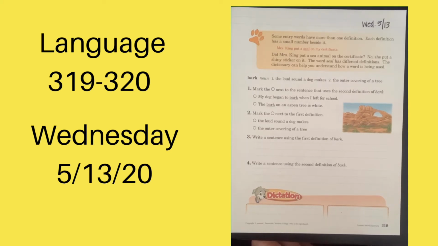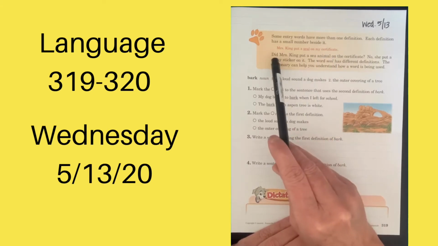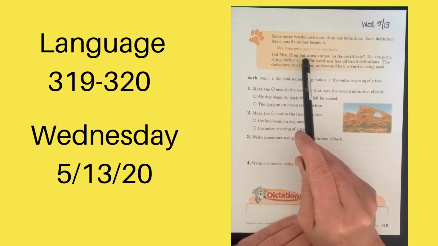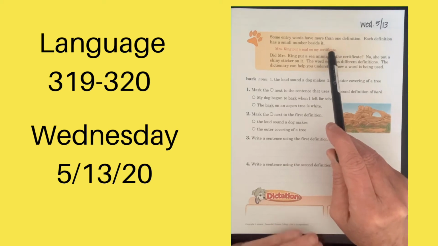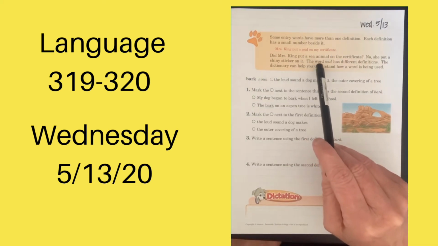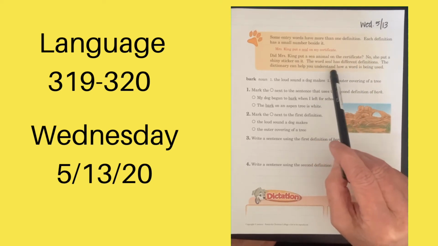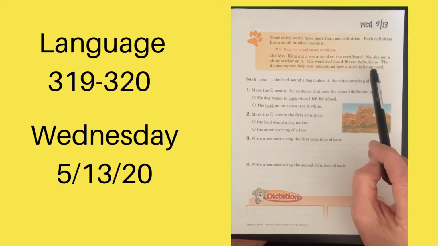On the top, it tells you about entry words and that they sometimes have more than one definition, and each definition has a little number before it. So, for example, Mrs. King put a seal on my certificate. Did Mrs. King put a sea animal on their certificate? No. She put a sticker on it, and the word seal has two different definitions. The dictionary can help you understand how a word is being used.